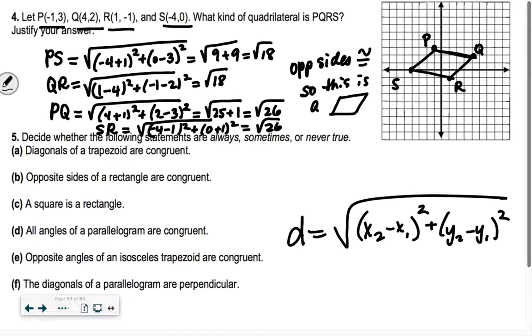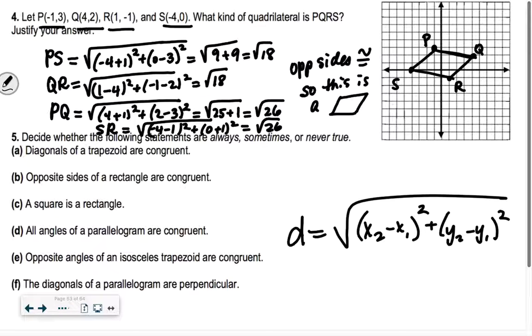All right, so maybe a faster way is if I really want to test quickly if it's a rhombus, I probably should have done PS first and then maybe PQ, right? And then if I saw they're not the same, what could I go to? I could do slope then. Does that make sense? If you see they're definitely not congruent, I'm going to go to slope.